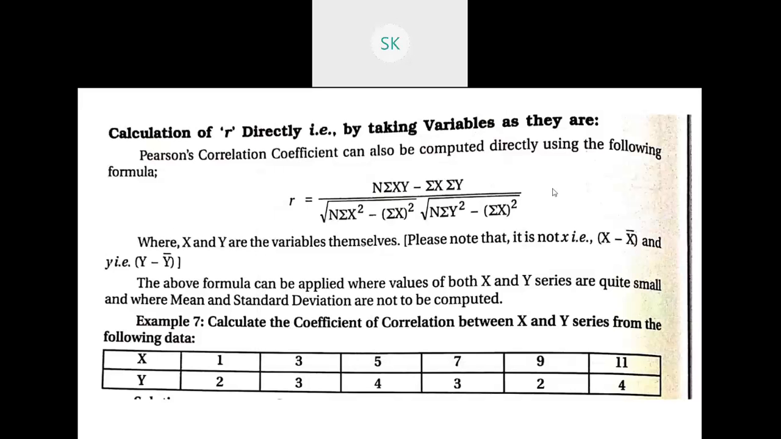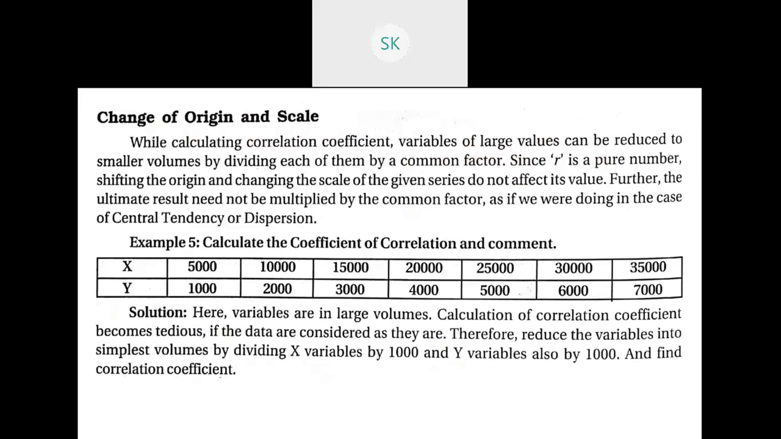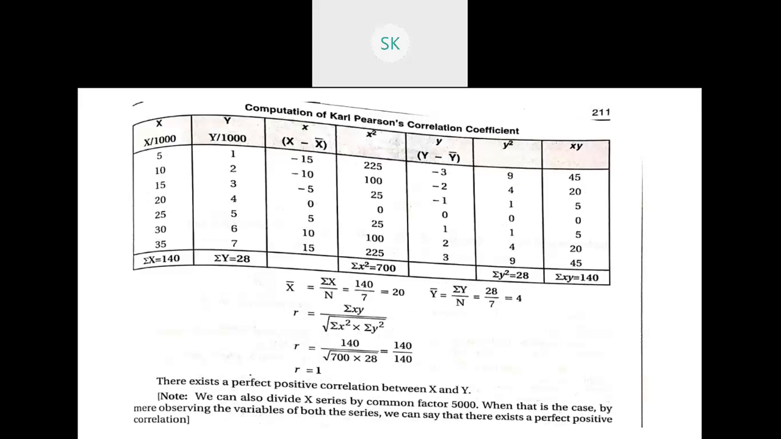So in the previous class we learned the usage of the normal formula in calculation of the coefficient of correlation, and then what happens when we change the origin and scale of the data. Because if you have huge data, we will not be able to solve it directly, because the numbers become too large. So we found a common factor that we can divide by, and we can solve the problem easily.